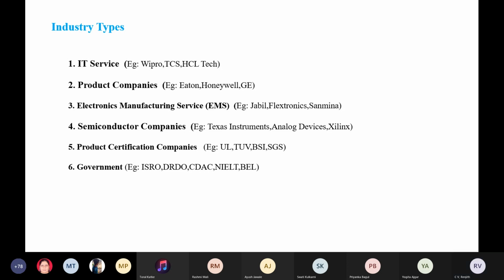Generally, if you are interested in design, it's always good to work in a product company, electronics manufacturing or semiconductor company, because you get really good exposure.